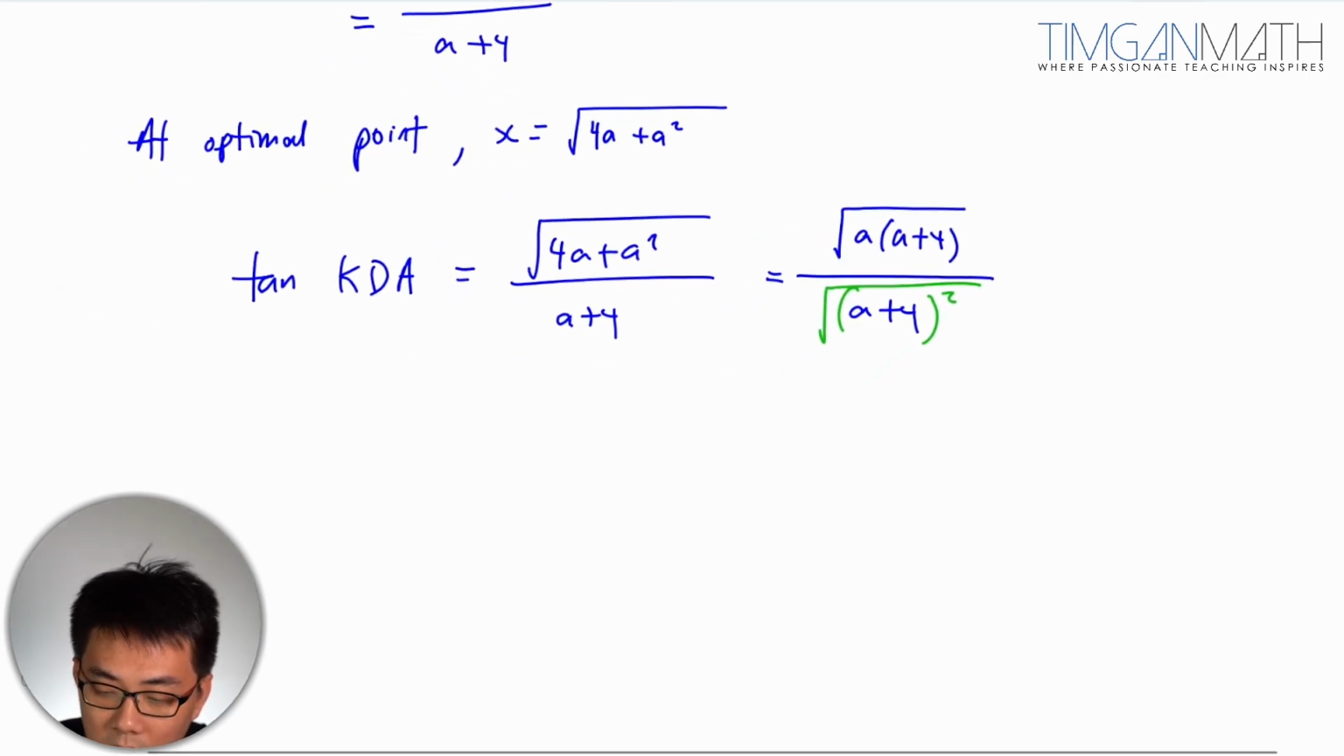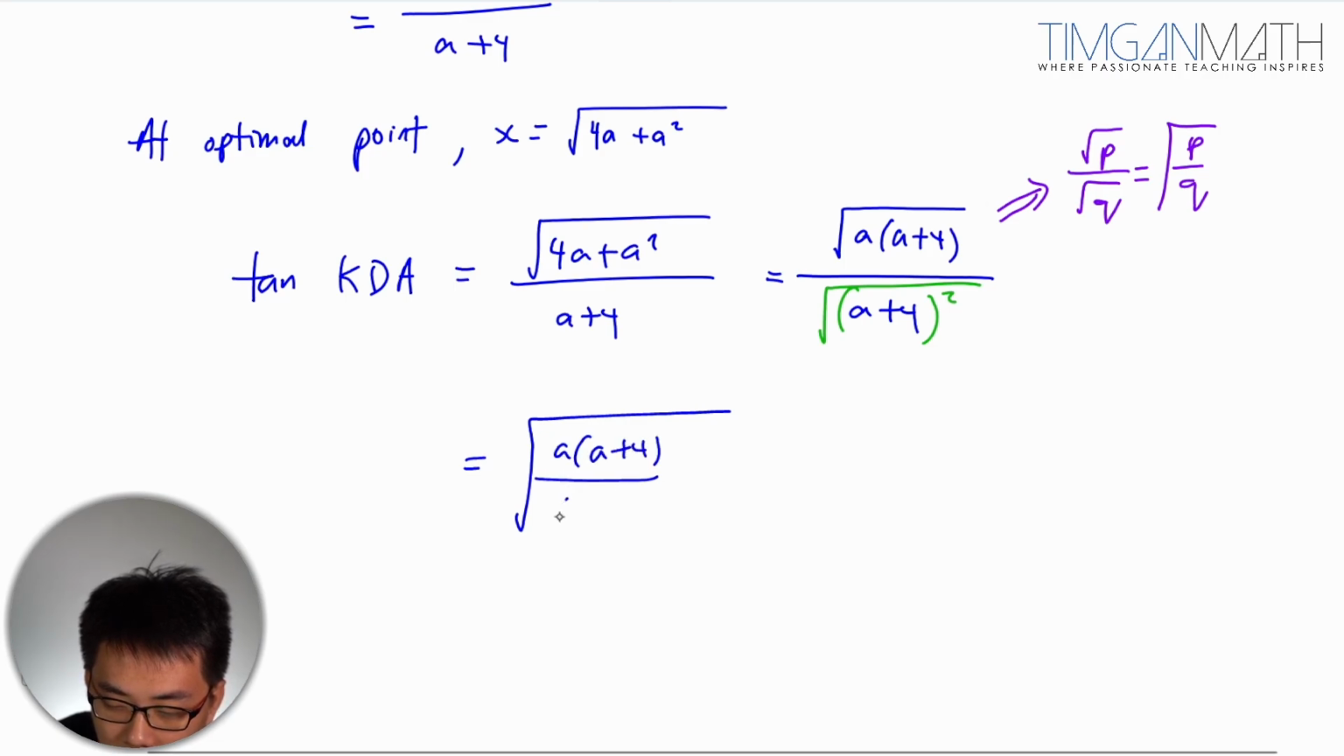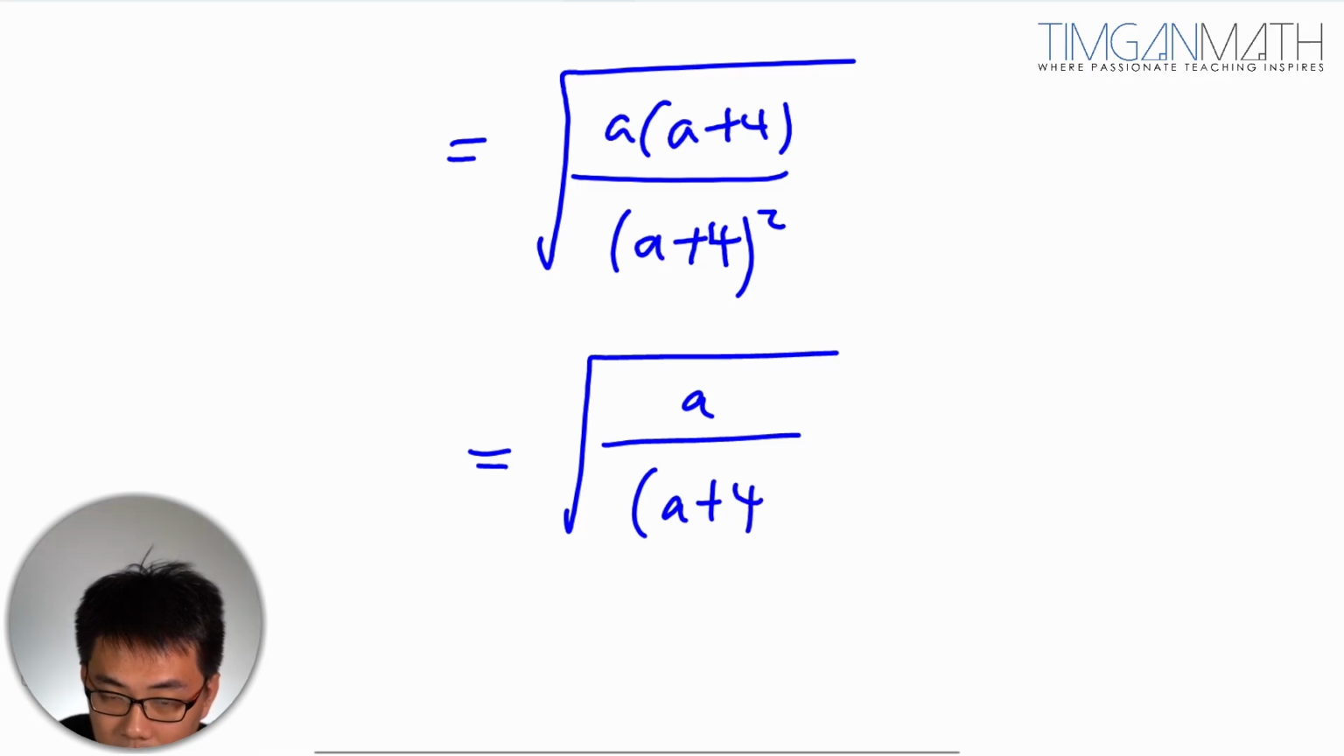Okay, so then this square root, we just use the formula where square root of p over square root of q is equal to the square root of p over q. So this is easier. You just square root in and out of this. This would then be a plus 4 over a plus 4 squared. Great. So once this is done, we'll get this as a plus 4. There you go.